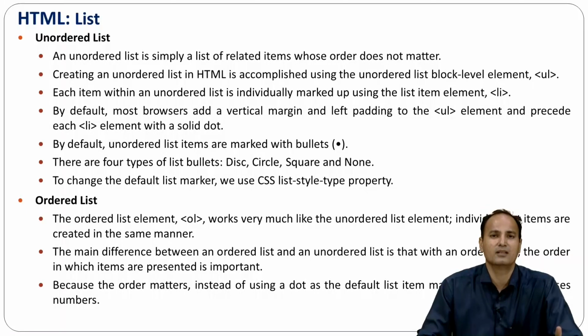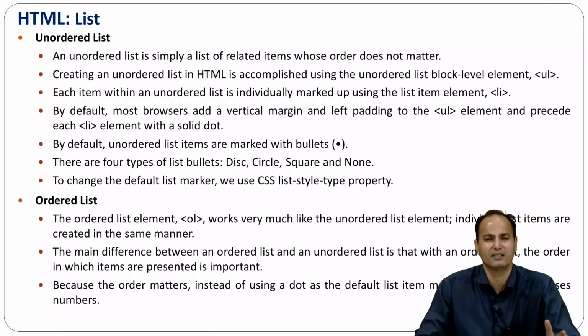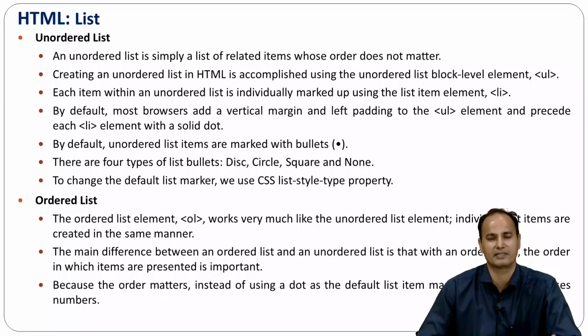To use the unordered list on a web page, we use the UL tag, that is the unordered list tag. And within that, we will use the LI tag, which is used for the list items or the content to be displayed. By default, unordered list items are marked with a bullet, as you can see, a big dot kind of thing.